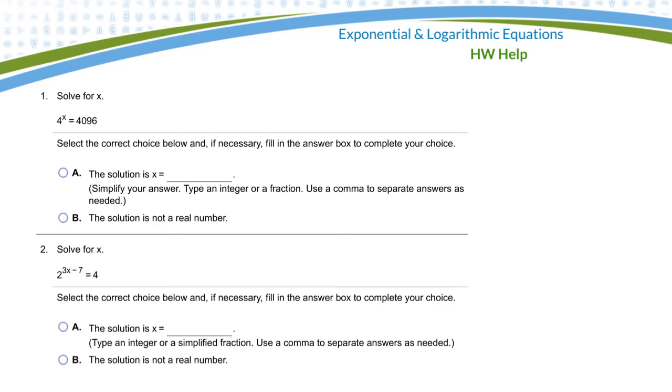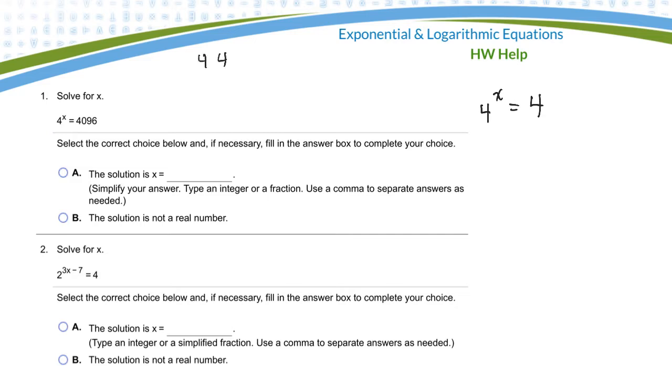All right, here's the homework help for exponential and logarithmic equations. This first one, I think I can use the same base rule for that. So 4 to the x is equal to 4096, so it must be 4 to the something.